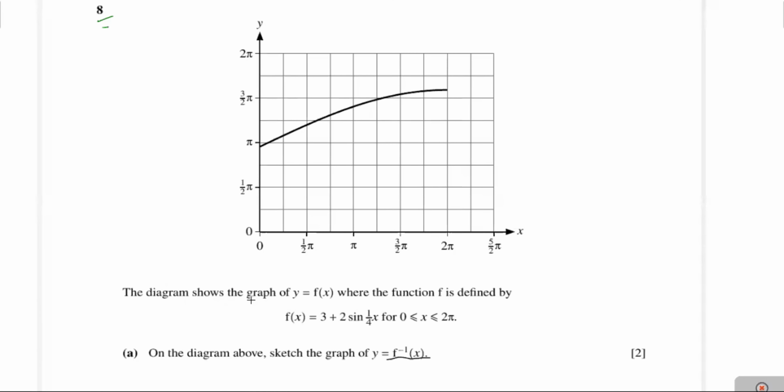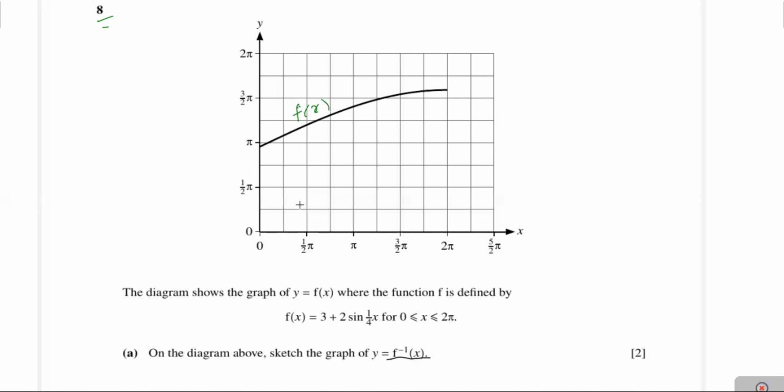Question number 8, the diagram shows the graph of y equal to f of x where function is defined here. Part A, on the diagram above, sketch the graph y equal to f inverse of x. Now you see here, this is the graph of f of x, and this graph f of x, we have to take the inverse graph of this graph. Now, to find the inverse graph, firstly we will draw a line y equal to f of x.